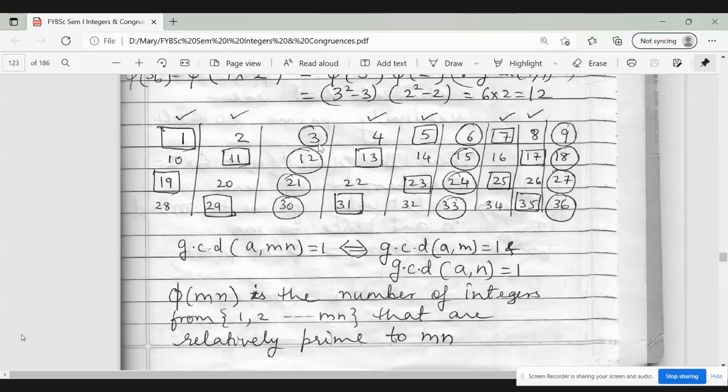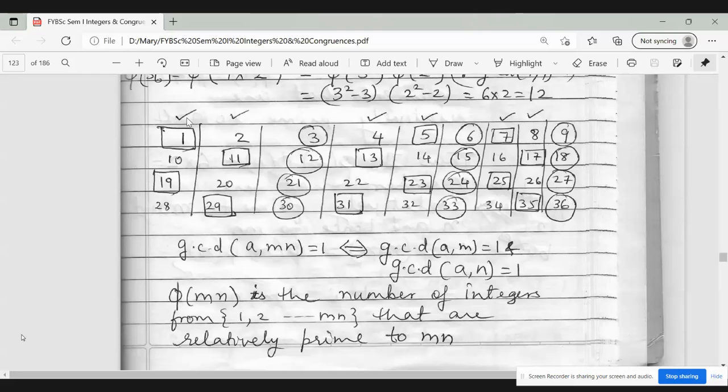And all these I can eliminate. I will not take all these numbers. Whenever GCD was not 1, I will not take these numbers because their GCD is the same as the GCD with this, and GCD is not 1. So I'll remove all these numbers.